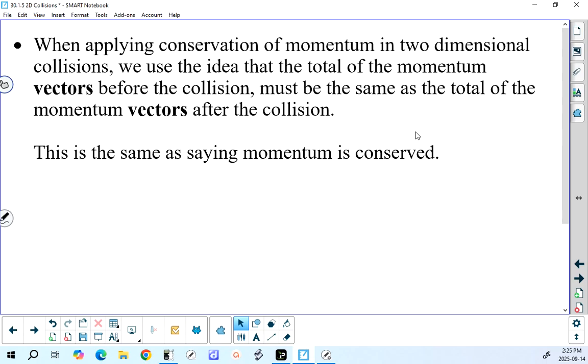When I say the sum of the momentum vectors before is the same as the sum of the momentum vectors after, I'm telling you momentum is conserved. Because the sum of the momentum vectors before is the total momentum before.